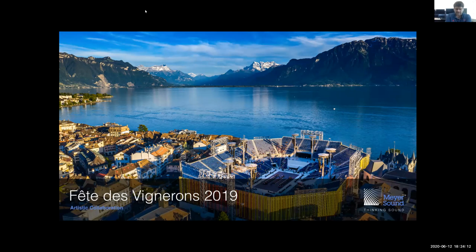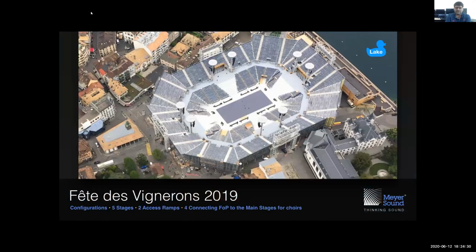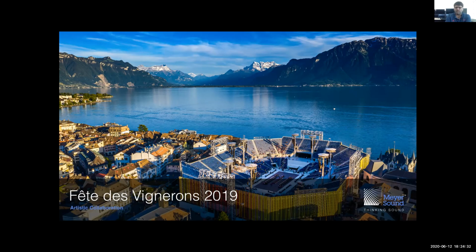Well, it started in summer 2017 when I was approached with the plans of the whole arena and with the 5 stages. And I was asked how I would put a sound system in place to make this happen. And I saw the 5 stages, and I suddenly knew that they want to play simultaneously on all 5 stages at the same time. So I asked whether it is live content or recorded content to be played, and then they said it's live content.